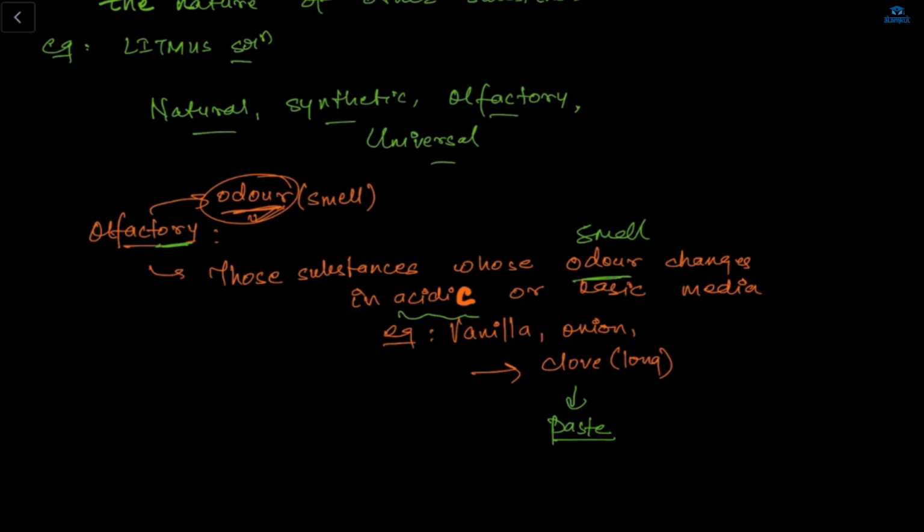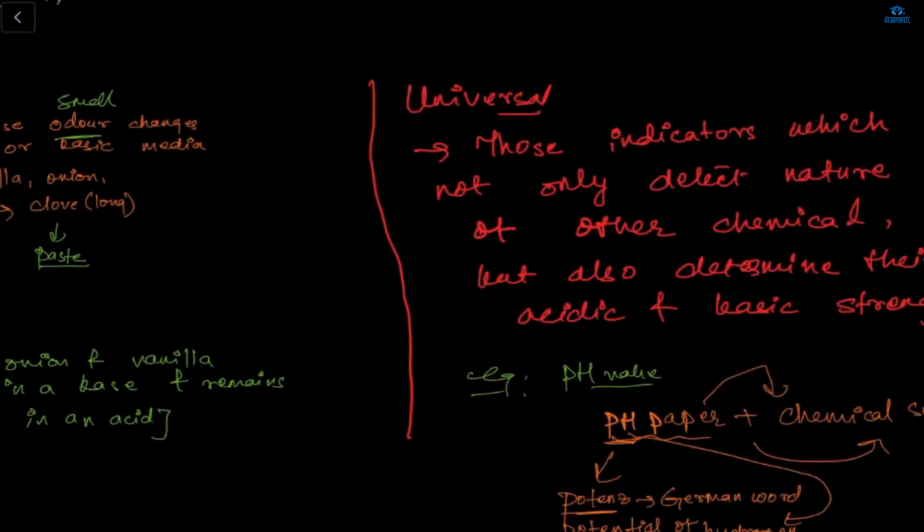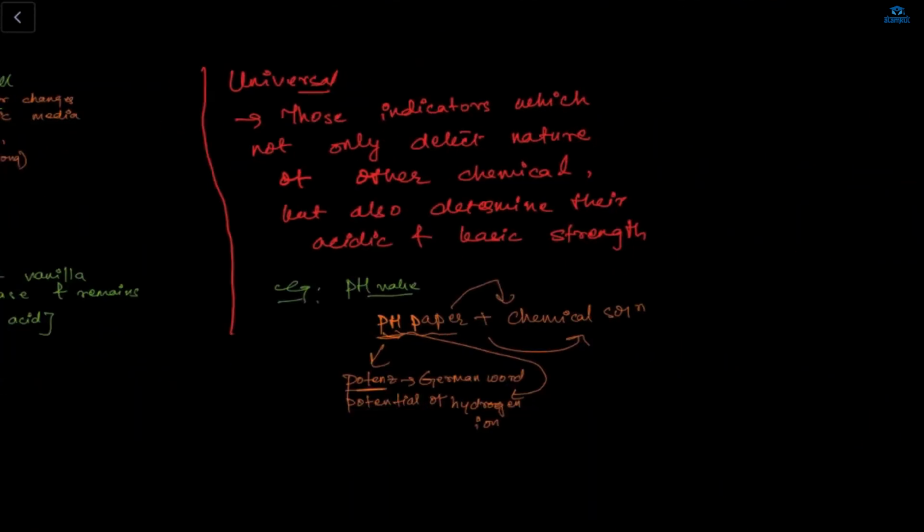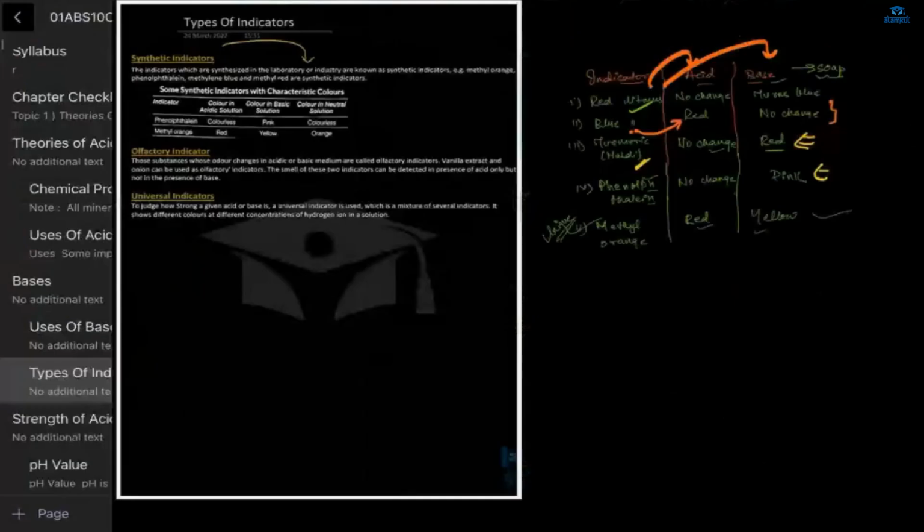In the next class, I will also check the notes. You have to prepare all the points. You have to write down all the points. What are natural indicators? What is the meaning of olfactory? Olfactory means odor, which is your smell. What is universal indicator? What is pH value? Types of indicators.